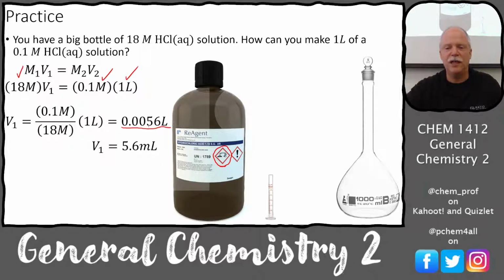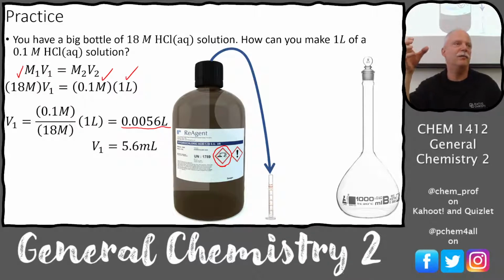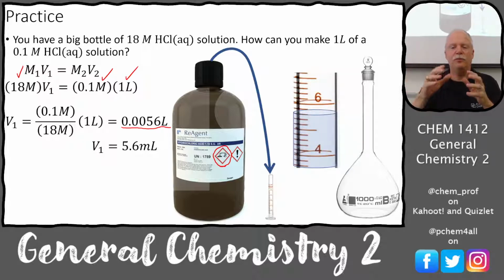We need a graduated cylinder, and we need our 1 liter volumetric. And so we would put 5.6 mils into this grad cylinder, probably using a beaker as an intermediate container. And then we would put that into the grad cylinder until it reaches 5.6. Now this is like a 10 mil grad cylinder. It's not the most accurate piece of glassware we have, but it's better than a 100 mil grad cylinder.